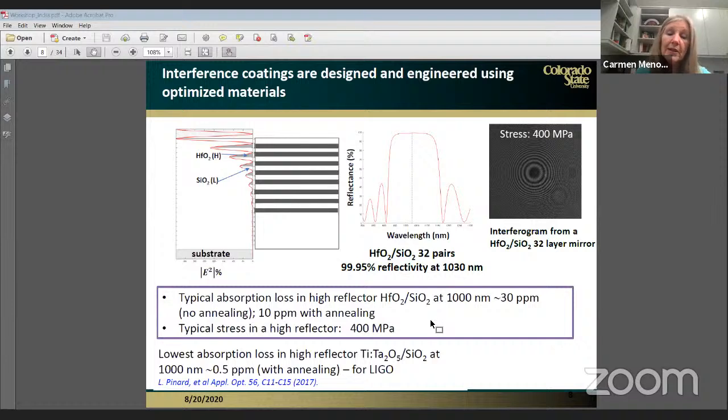So, you will ask, well, is this good or bad? Well, it depends on the applications. For LIGO coatings, for the gravitational wave interferometers coating, this is not good enough. 10 parts per million is not good enough. So there has been a lot of effort trying to reduce the absorption loss. And these coatings for gravitational wave interferometers have achieved 0.5 parts per million with annealing, which is record low.